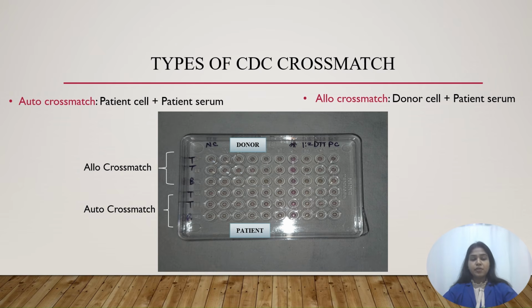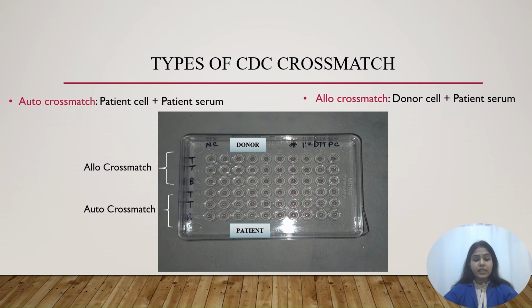There are two types of CDC crossmatch, namely the auto crossmatch, also known as the autologous crossmatch. Herein, the patient cells are tested with the patient serum. That means the test is being done within the same individual. And the next is the allo crossmatch, that is the allogenic crossmatch, which is done with another individual but of the same species. Here, the donor cells are tested with the patient serum.